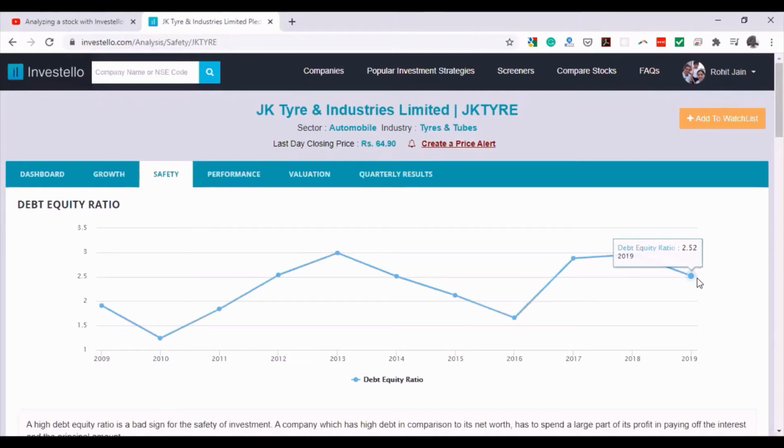Let's look at the debt ratios for JK Tyres. As we can see, the latest debt equity ratio for JK Tyres for the year 2019 is 2.52. Over the past 10 years, the debt equity ratio has fluctuated between 1.25 and 2.5. It means that the company has constantly required infusion of capital for its operations. The current value of debt equity ratio, that is 2.5, is higher than our tolerated threshold of 0.5.